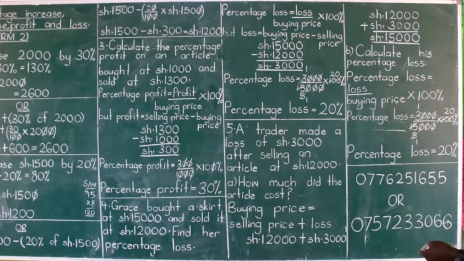So we go to part B. Calculate his percentage loss. We have already done it in the example before, that is example number 4, where Grace sold at a lesser amount. So we said percentage loss equals loss out of buying price times 100%. So the loss is 3,000 and the buying price has been got in A as 15,000 shillings. So just substitute here: percentage loss equals 3,000 out of 15,000 times 100%.